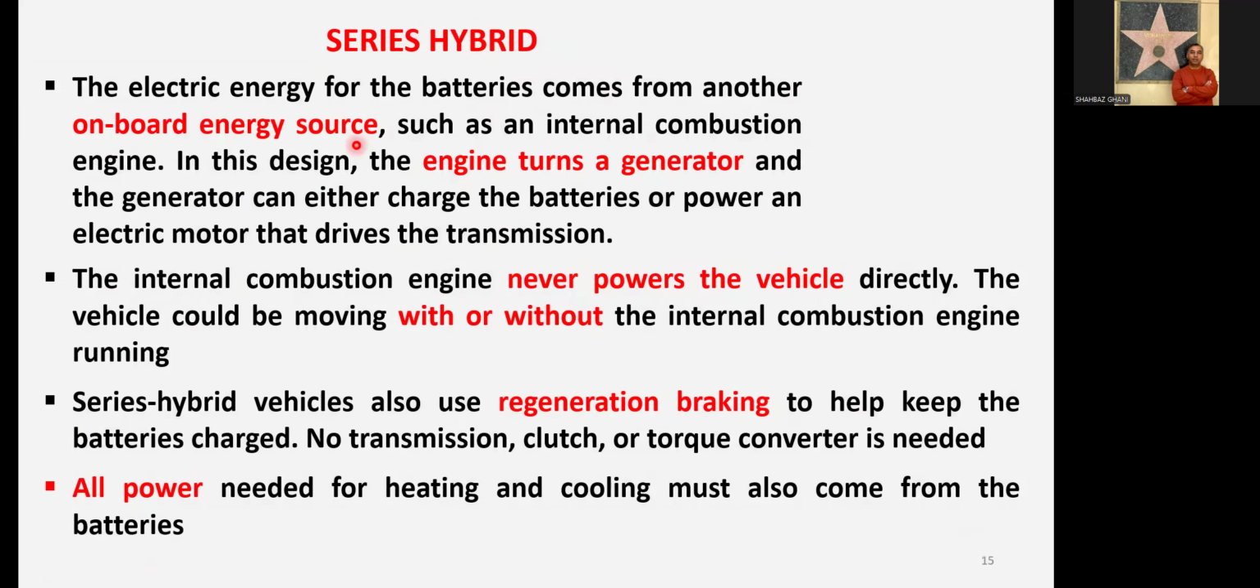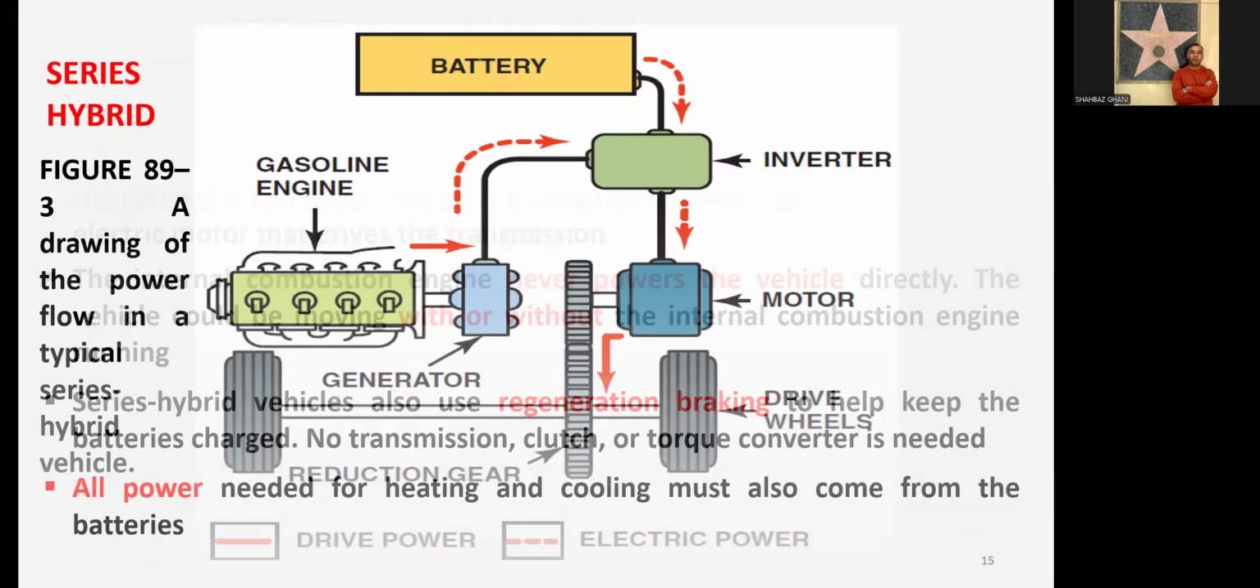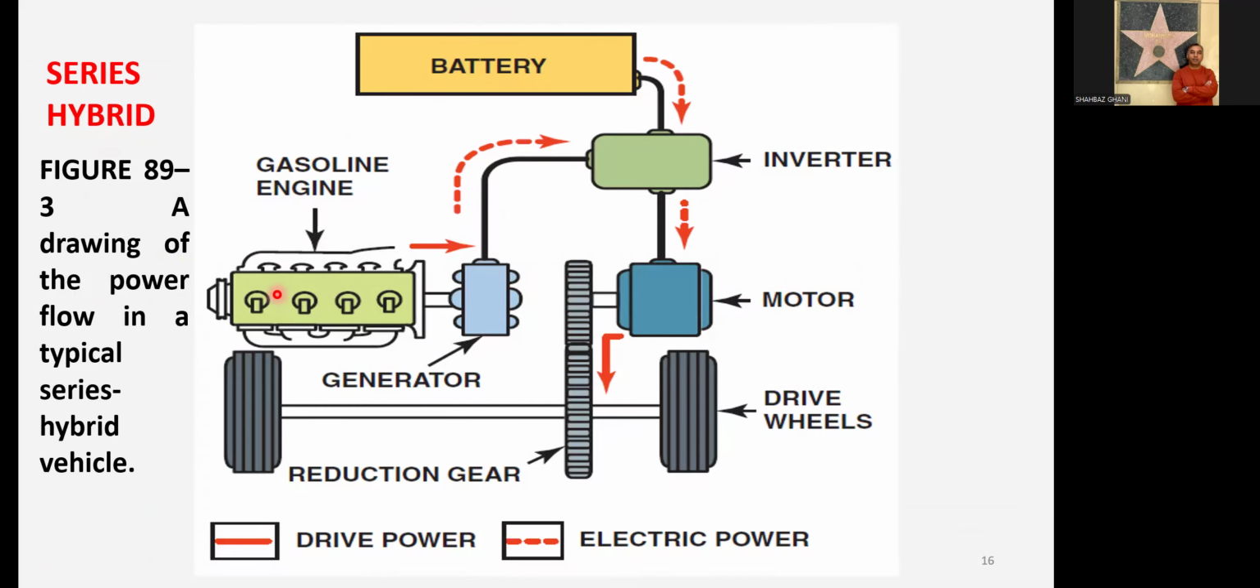So this was like this, and the main diagram was this, as I explain again. We have an engine, and then power goes to the generator. From that generator, the power goes to the inverter. And from the batteries, it is also coming to the inverter. From the inverter, it goes to the motor, and the motor drives the reduction gear and the drive wheels. So this is how the power flows in a series hybrid vehicle.